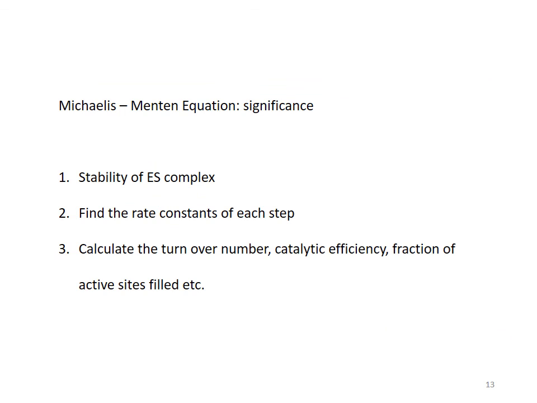So the Michaelis-Menten equation gives significant information about the stability of the enzyme substrate complex, and it will be helpful for finding the rate constant of each of the reaction steps, and it can be useful for calculating the turnover number, catalytic efficiency, fraction of active sites filled, etc.